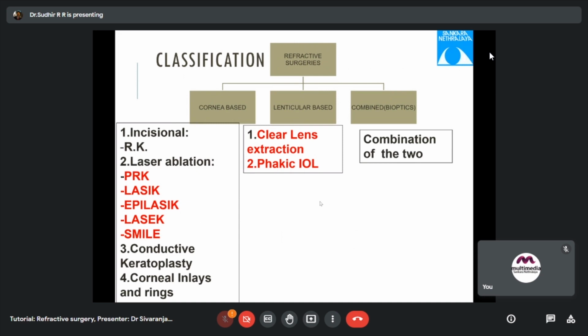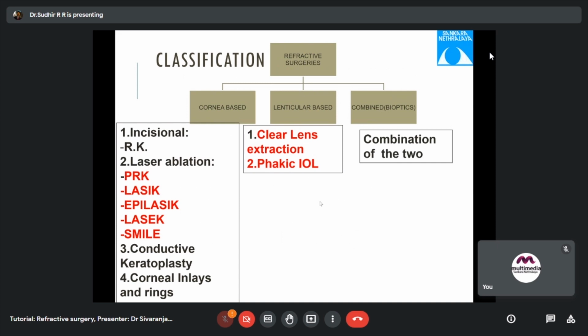Again, we'll start with the first years. When do you think of using refractive surgery? We start with medical management. The patient doesn't want to wear contact lenses or spectacles, so now we come to refractive surgery. What is one indication before you say yes, you can go ahead with the procedure? Anatomically the eye should be normal. Any of the second years? A stable refractive error.